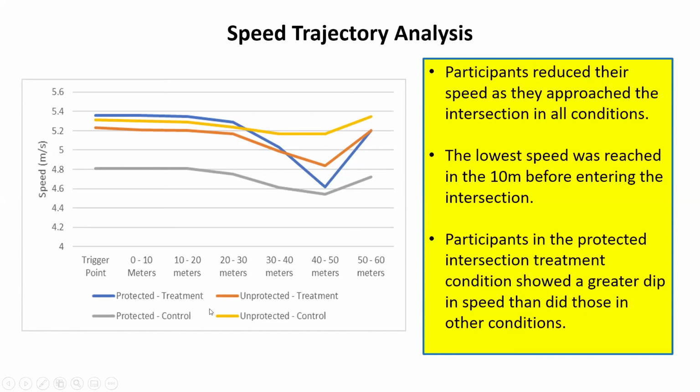So as we can see, the protected conditions overall have the greatest dip in the speed. The lowest speed was reached in the 10 meters before the intersection. Participants in the protected intersection showed a greater dip in speed than those in the other conditions, which is seen in the graph here.